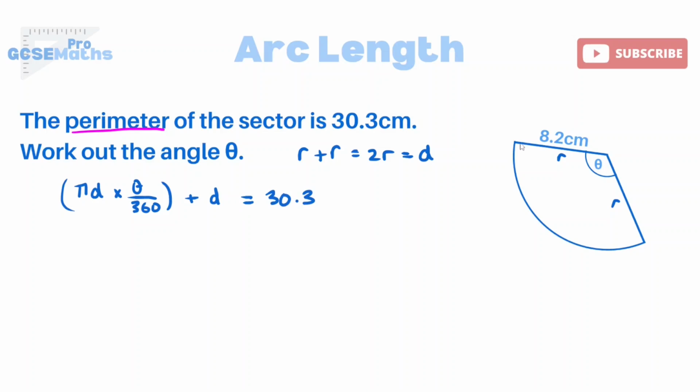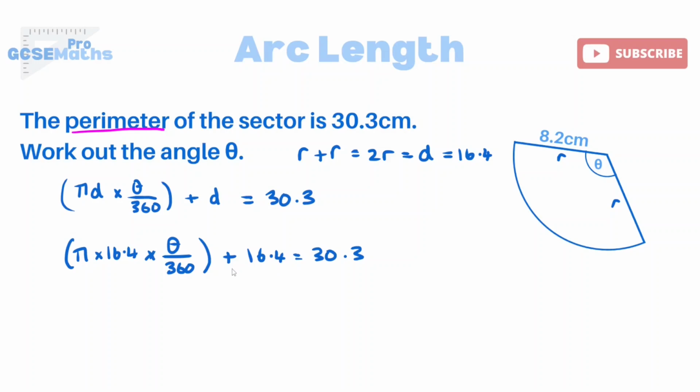So I'm also going to sub in the other thing. I know the radius is 8.2. If my radius is 8.2, my diameter is 16.4, isn't it? 2 lots of that. So I'm going to sub that in. Again, if you're using 2 pi r, sub in just 8.2 as it is. So I've got pi times 16.4 times theta, which I don't know. You could use another letter if you want, you could use x or whatever, but I'm going to leave it as just that symbol. Plus the other diameter, which is 16.4, and that equals 30.3.